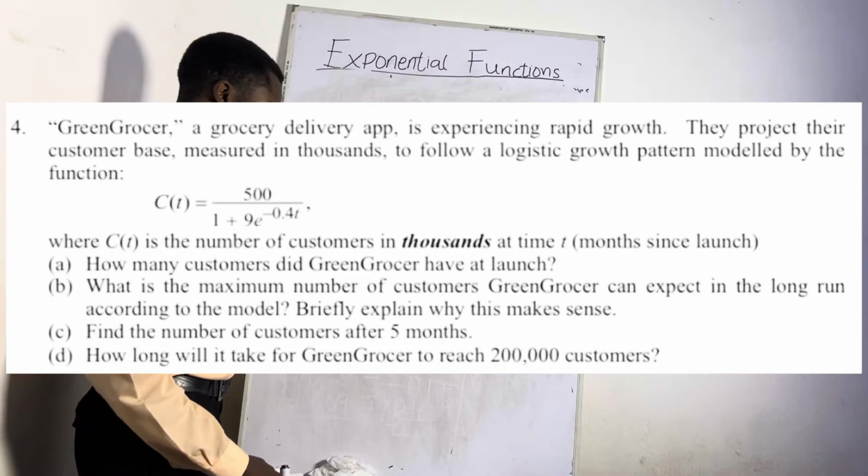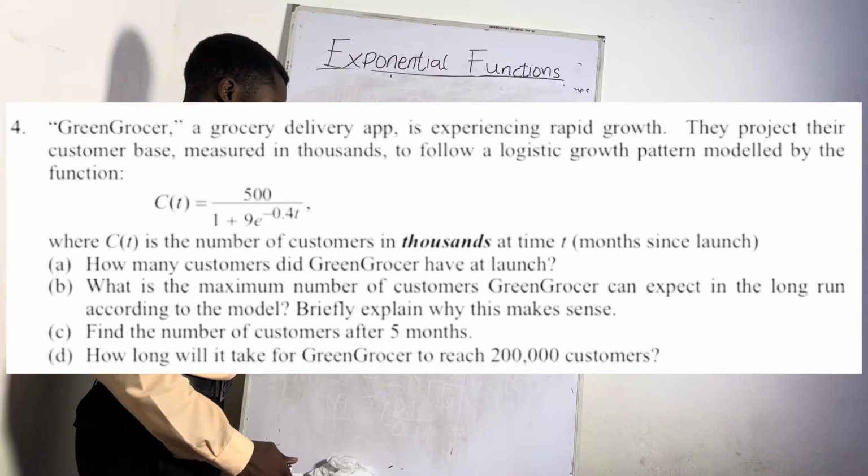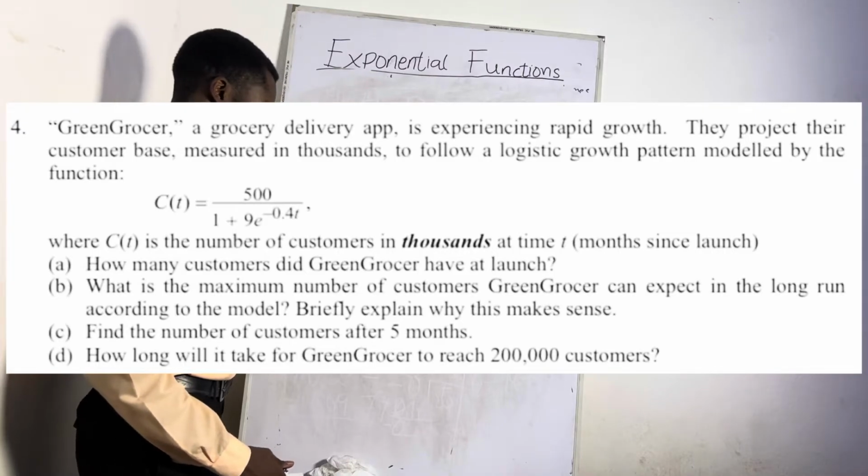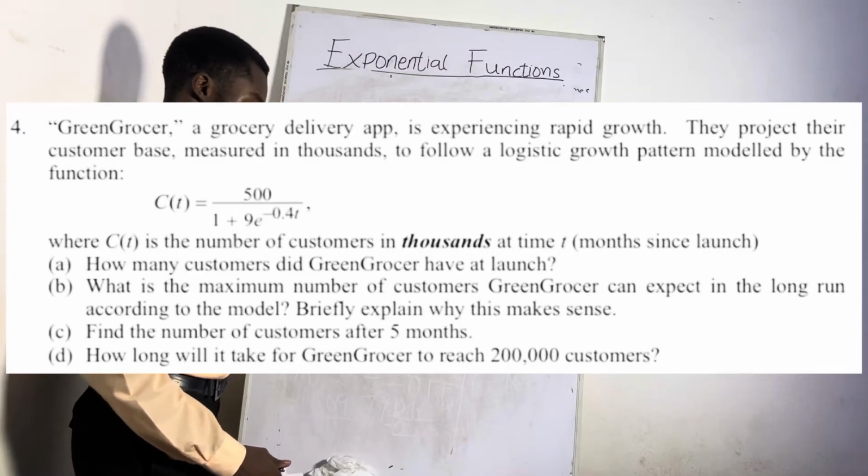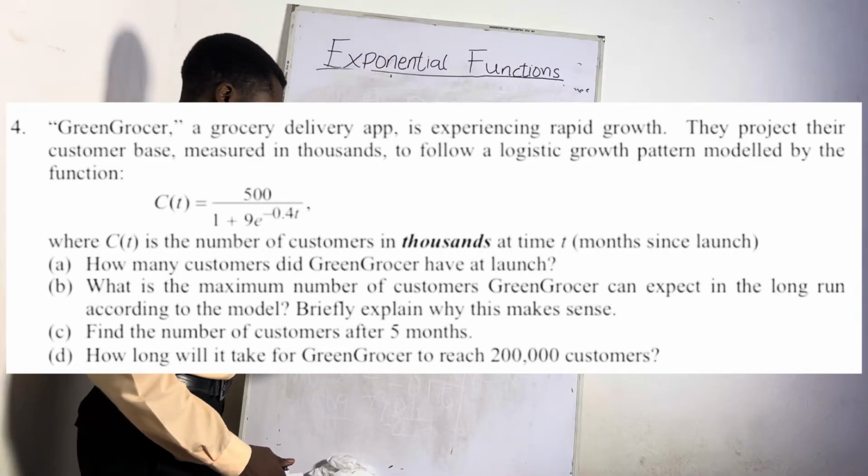A. How many customers did Green Grocer have at launch? B. What is the maximum number of customers Green Grocer can expect in the long run according to the model? Briefly explain why this makes sense. C. Find the number of customers after 5 months. Then D. How long will it take for Green Grocer to reach 200,000 customers?